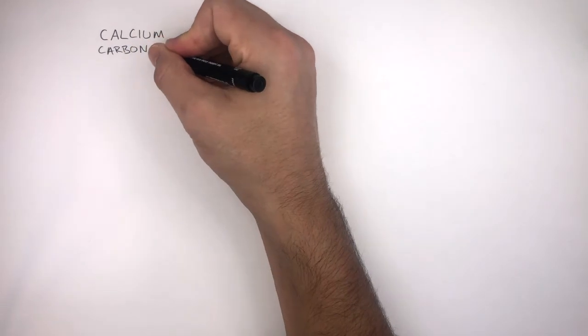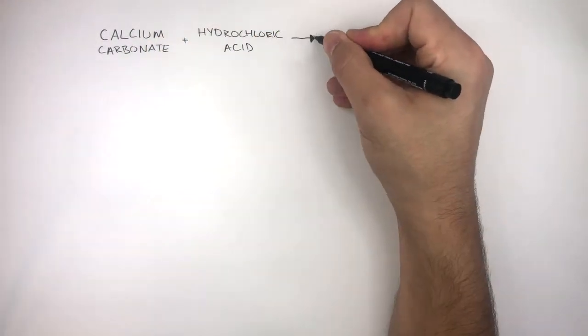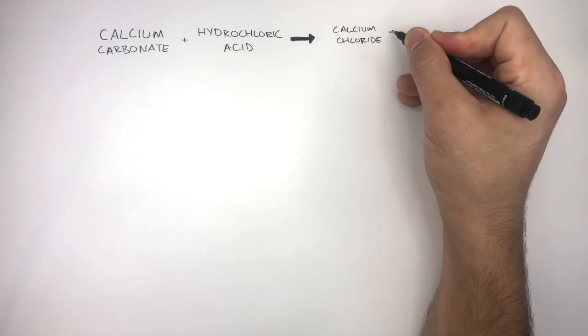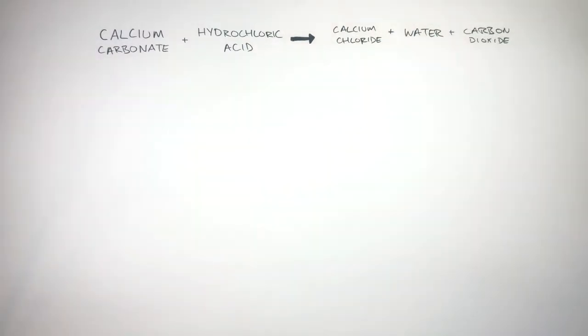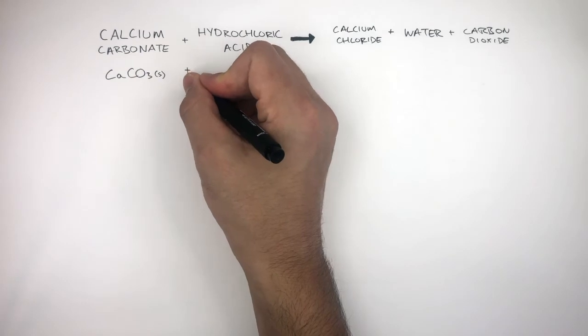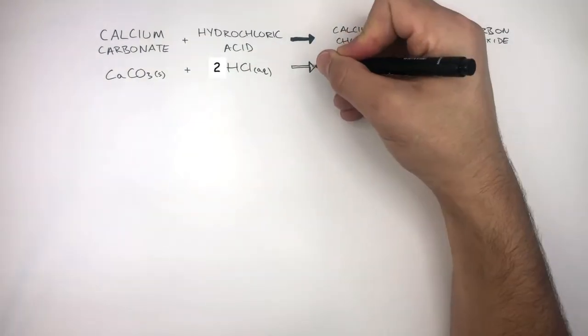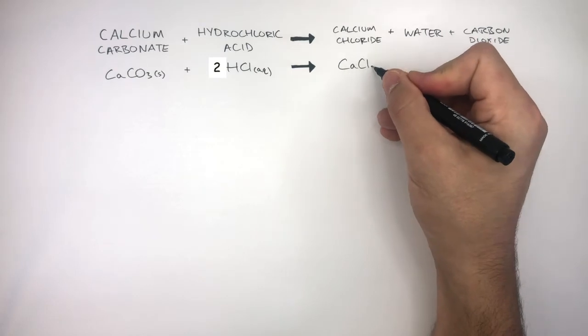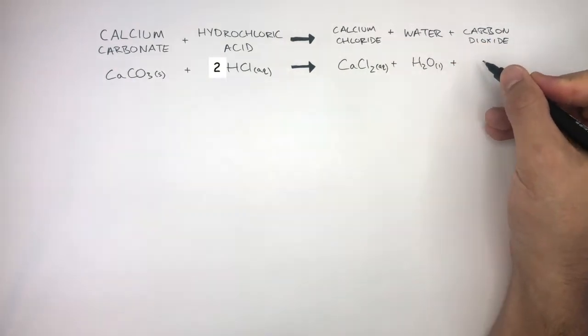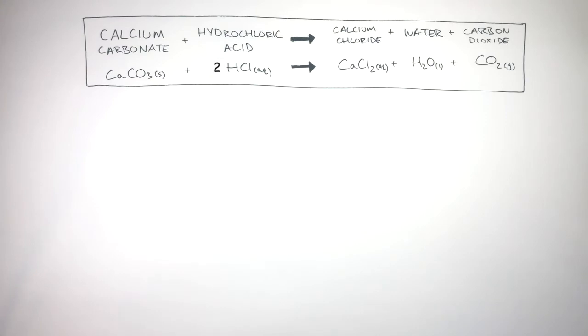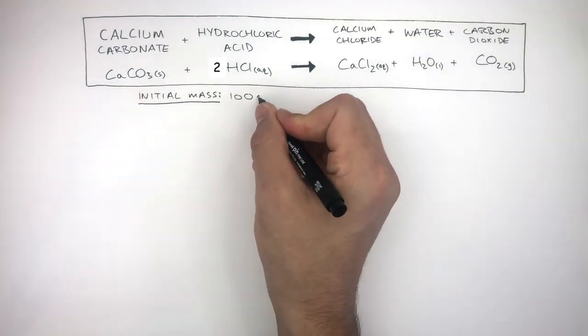The rate of reaction when calcium carbonate reacts with hydrochloric acid to form calcium chloride, water, and carbon dioxide can be measured by measuring the change in mass of the reactants during the chemical reaction. The balanced symbol equation is CaCO3 plus 2HCl reacts to form CaCl2, H2O, and CO2. To begin with, the initial mass is 100 grams.